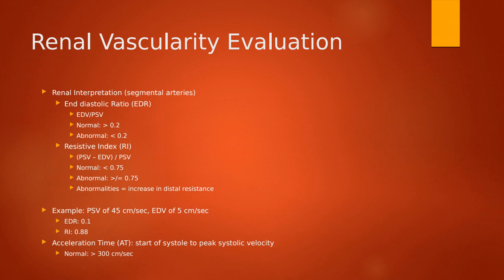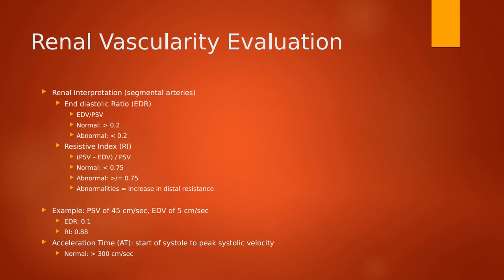So you have some examples here that you can calculate and see if they would be considered abnormal or normal. And then the other thing that some places are doing in terms of their protocol is adding in an acceleration time. So this is the amount of time that it takes from systole to get to the peak systolic velocity. We want to see very, very fast acceleration times.